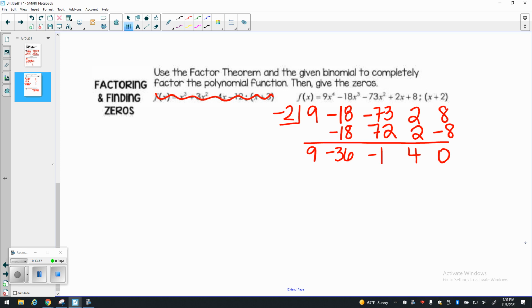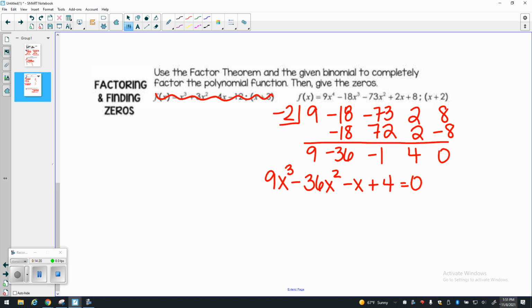Now, that's only one of my factors. How many factors should I have? What's the degree of my function? 4. So I need some more factors. My degree is my largest exponent. So now I need to write this out as you would have written out on Friday as your answer when I divided. Remember what I said: these are your coefficients. What's the variable and exponent that goes on the 9? X to the third. Just subtract one. So now I have 9x cubed minus 36x squared minus x plus 4.